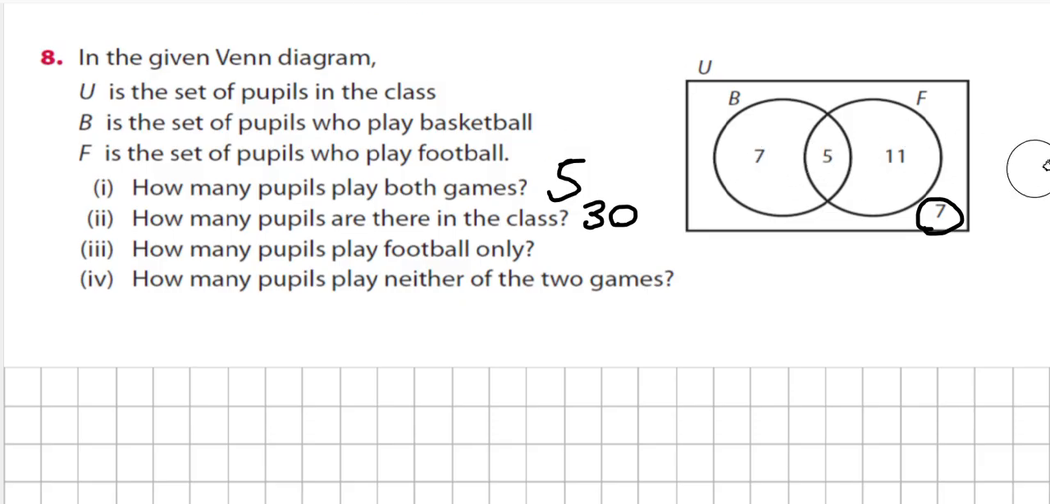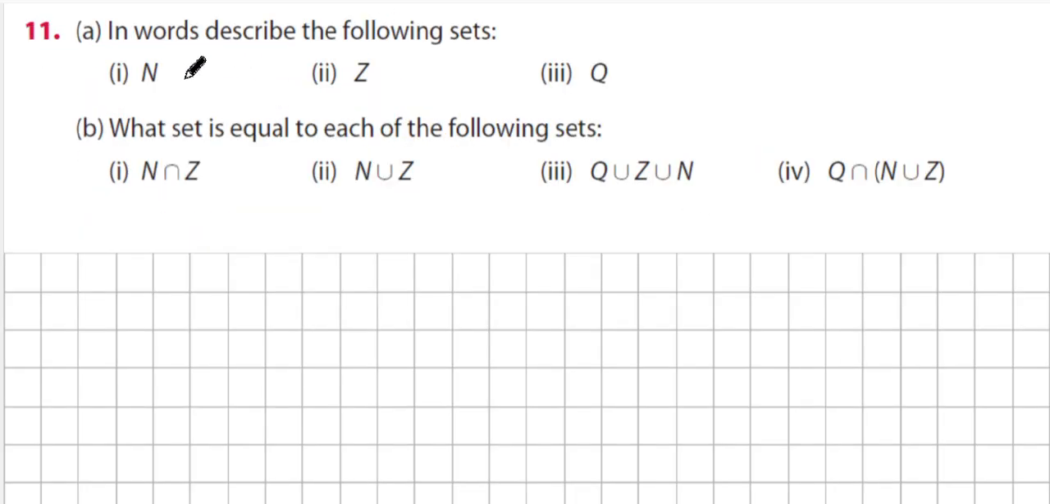How many play football only? Only football. 11. Now 16 play football, but only 11 of them play football only. How many play neither of the two games? 7. Okay.